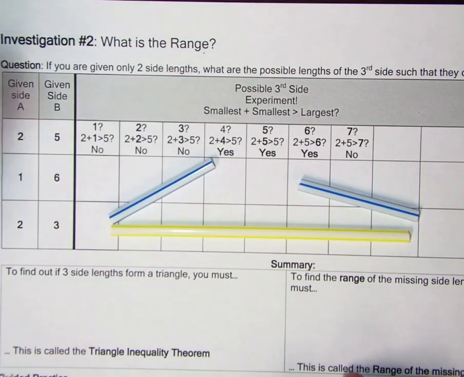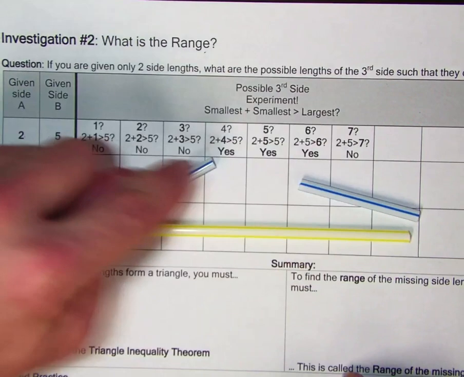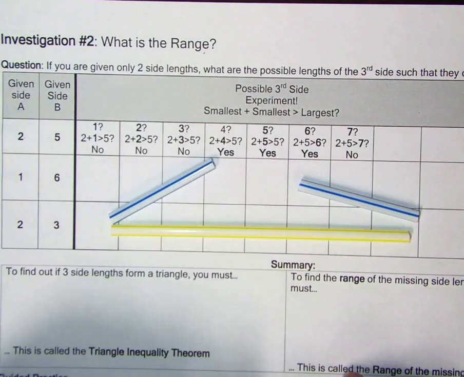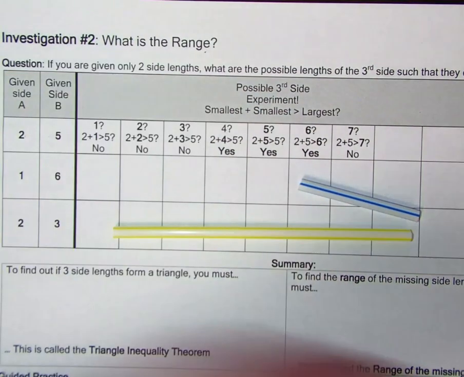Nope, it's not going to close and make a triangle. 2 plus 2, the two smallest, that's not bigger than 5. So that won't make a triangle. And I can keep testing this.